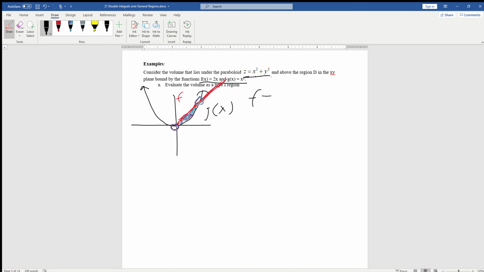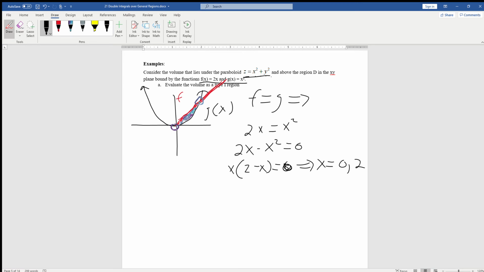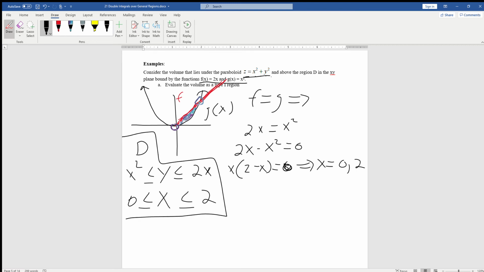So we're going to set f equal to g, which implies 2x is equal to x squared. I'm going to subtract x squared from both sides. I'm going to factor out x. And clearly, we can see that the two values for x are going to be 0 and 2. So what we can see is that y is going to range from the bottom function, which is x squared, to the top function, which is 2x, and that's just in our 2D plane. Then x is going to range from 0 to 2. And this is our domain D. That might be the first thing you always try to do, evaluate the domain D. You can do that by constructing the graph and then doing a little bit of algebra by setting the functions equal to one another.